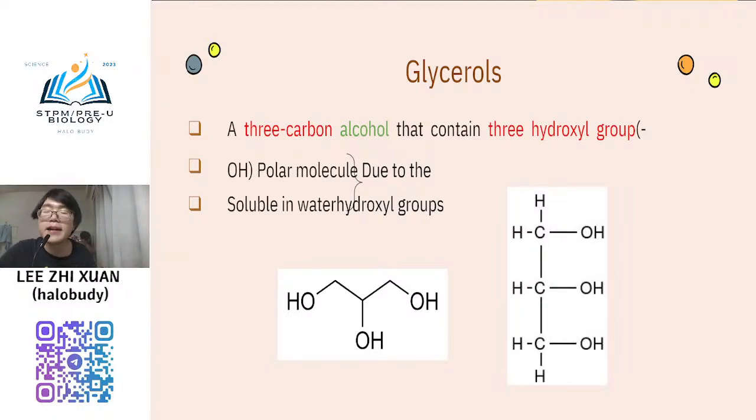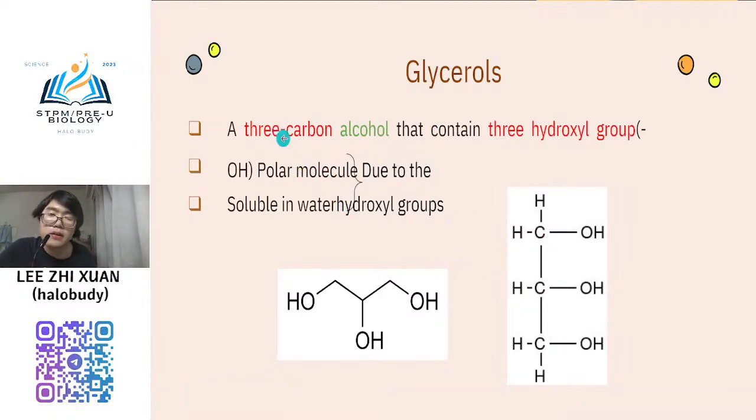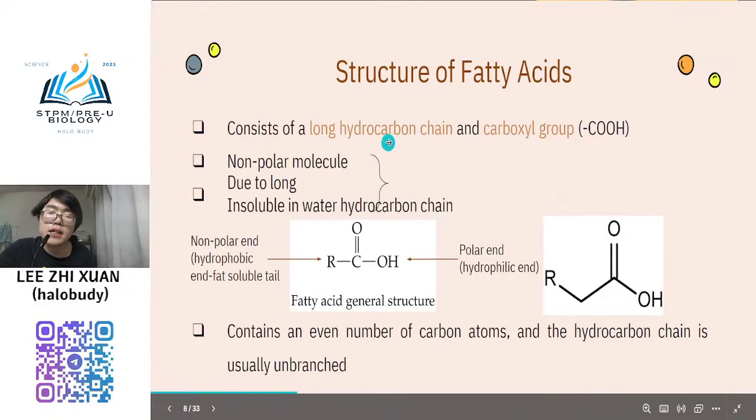That you already learned. So this one, if there is no hydroxyl group, it is pentane. But now there are 3 hydroxyl groups, so this is one of the alcohols. You can consider it as alcohol. So normally glycerol is the 3 carbon alcohol containing 3 hydroxyl groups. And then another one is fatty acid.